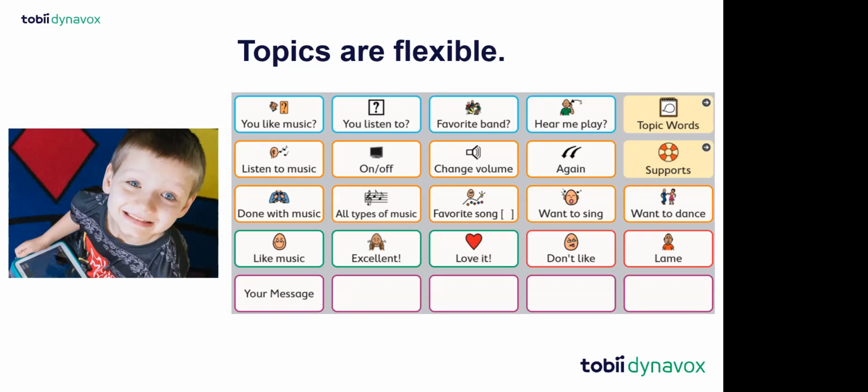So thinking about how we can really keep Ben engaged with this topic of music, right? And if he appears disengaged, right? Maybe we say don't like, and we model that don't like, and we find a different topic, and we can also show how topics are really flexible in that way too.